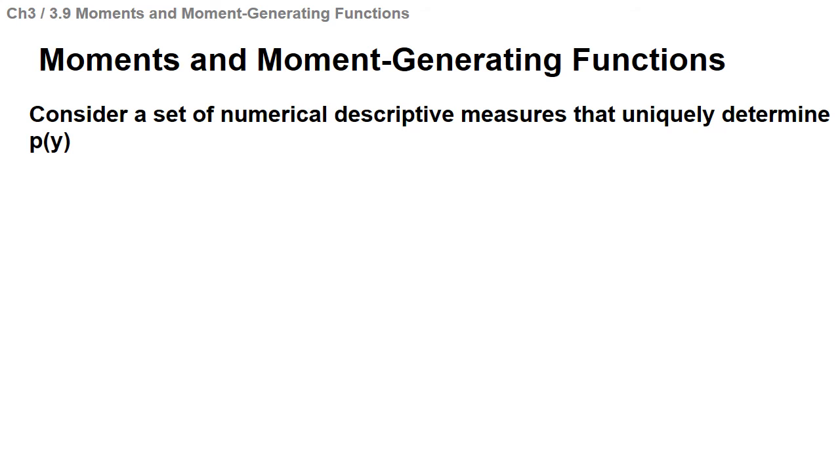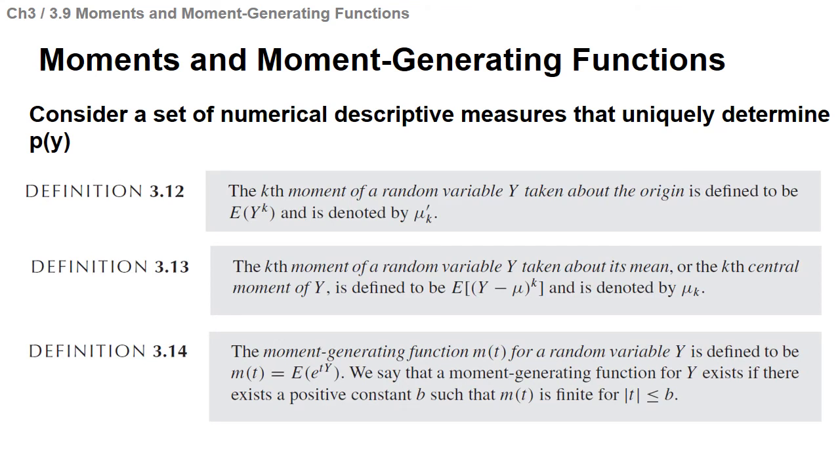Okay, let's define moment and moment generating function. From definition 3.12, the kth moment of a random variable y taken about the origin is defined to be E(y^k). This is said to be the kth moment and is denoted by mu_k dash. And the kth moment of a random variable y taken about its mean, its kth central moment, is the expected value of (y minus mu) to the k, and is denoted by mu_k.